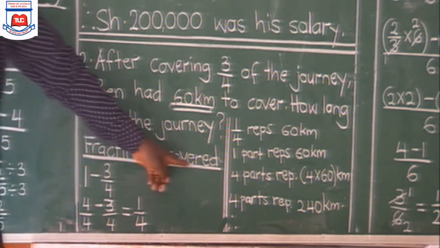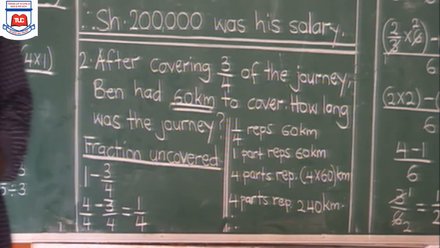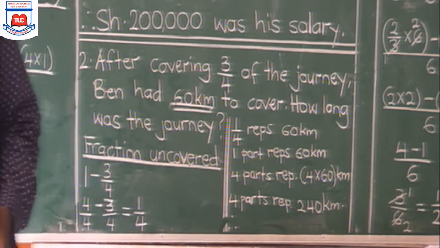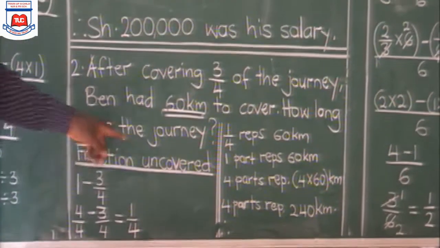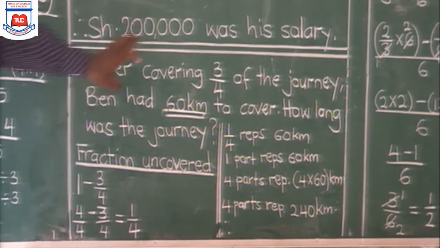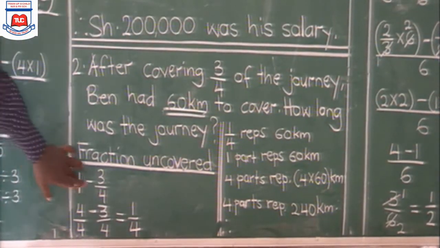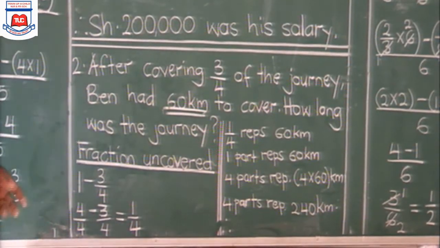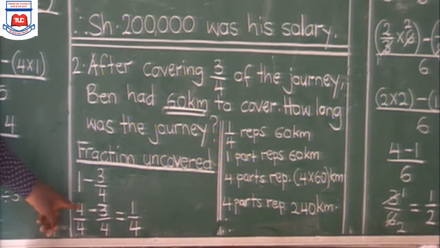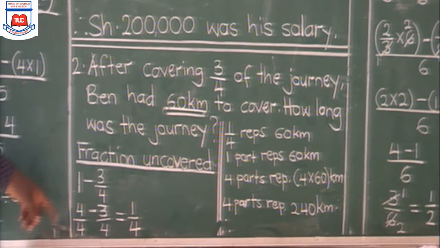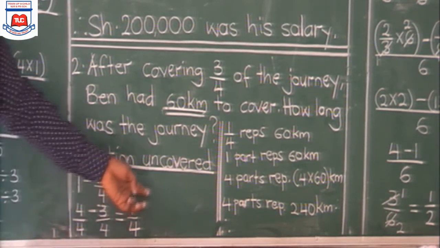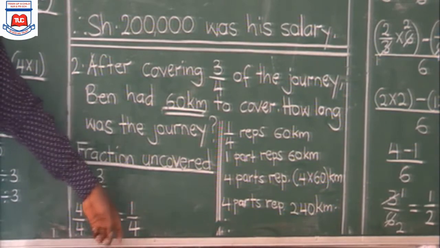So, fraction uncovered. Remember, before covering a particular journey, you have the whole of it to cover. Now, you get a whole minus 3/4 to know the uncovered, because the 3/4 is already covered. So you say a whole journey minus 3/4. In terms of 4, a whole is 4 out of 4. 4 out of 4 is the same as 4 divided by 4, which is a replacement of 1. You say 4 out of 4 minus 3 out of 4, or 4/4 minus 3/4, which is equal to a single quarter, 1 out of 4.